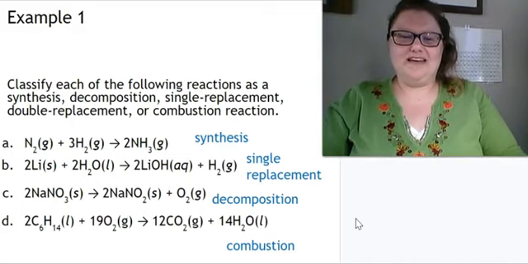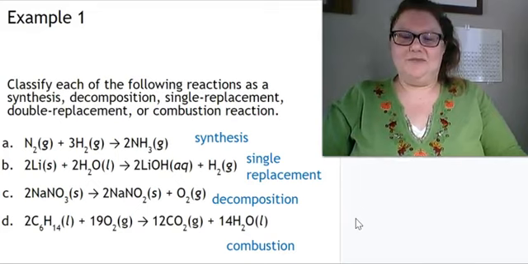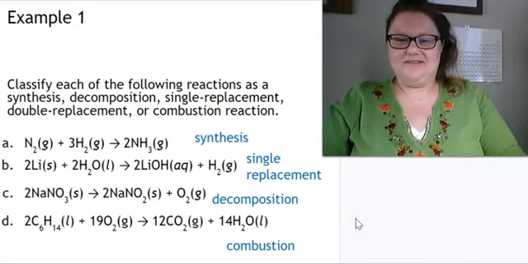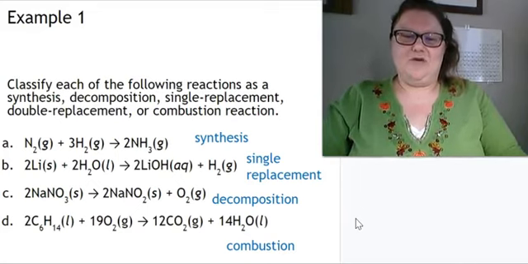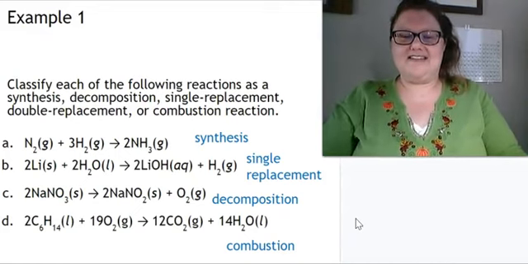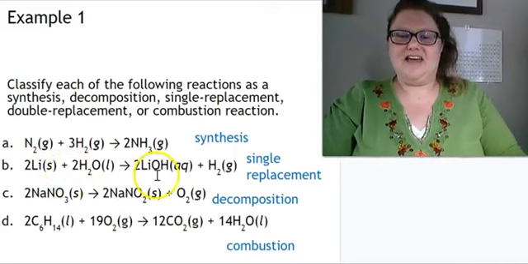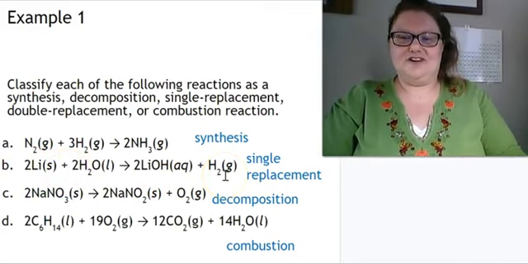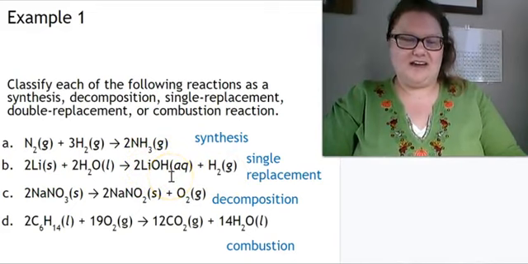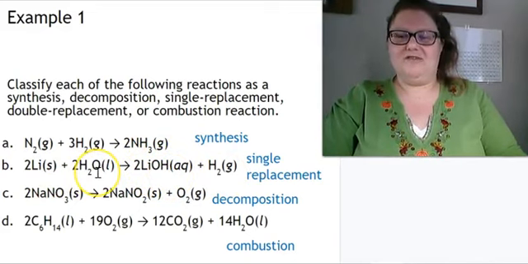Next, in example B, we see we have an element and then a compound. We notice from looking at the reactant side and comparing it to the product that lithium came in and kicked hydrogen out of this hydroxide anion. But wait, where was that over here on the reactant side?